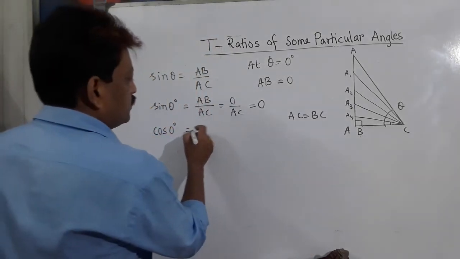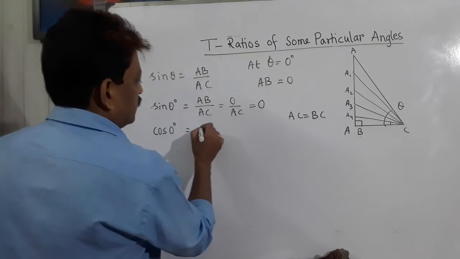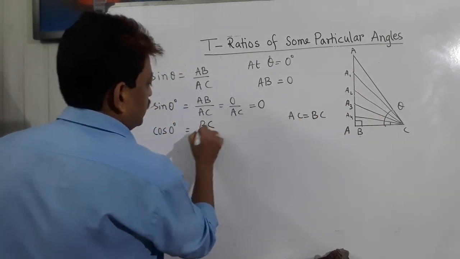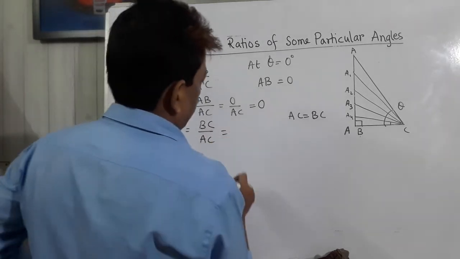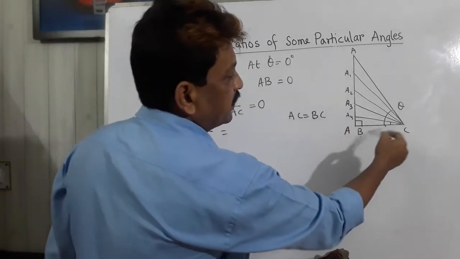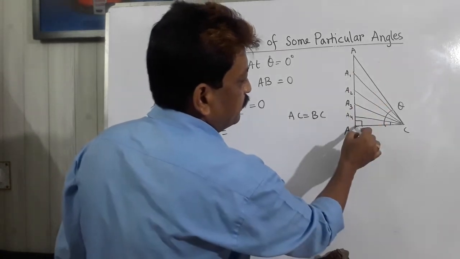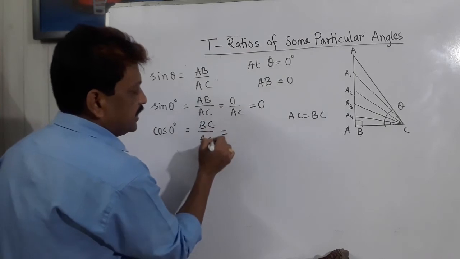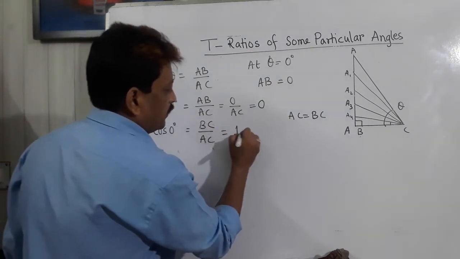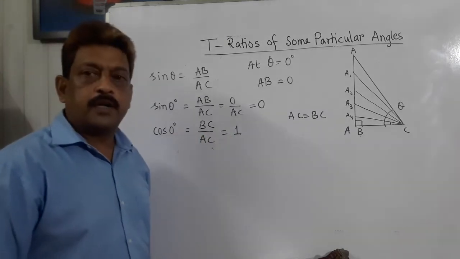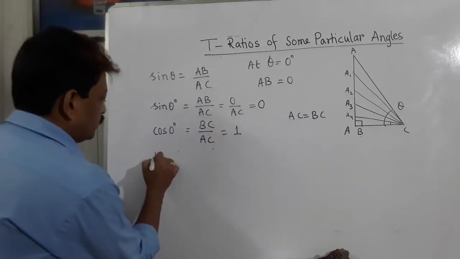So what is cos 0? Cos means the base upon hypotenuse, that is BC upon AC. And since BC and AC both are equal, as I have shown you in the diagram, that A coincides with B, therefore we will get cos 0 equals 1. Understood? Now tan 0 degree.